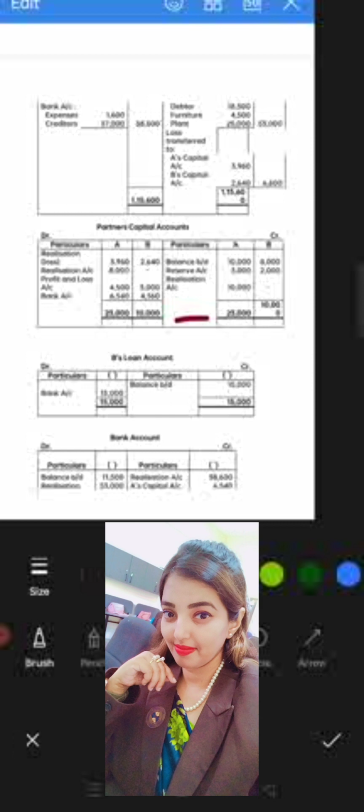Okay, this side is more, then minus 23,000, minus 3,960, 8,000 and 4,500, then you will get a balance of 6,540 and 4,360. Then that balance you have to mention as bank account.